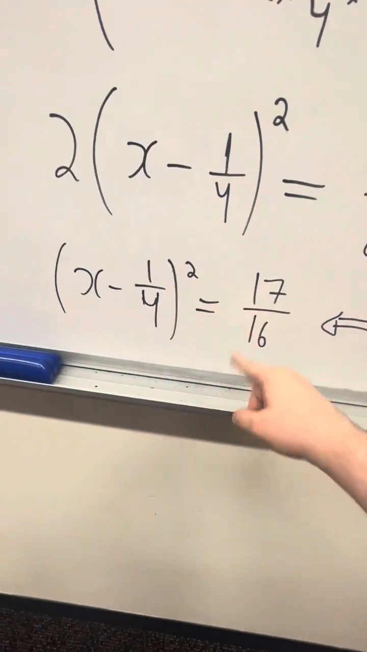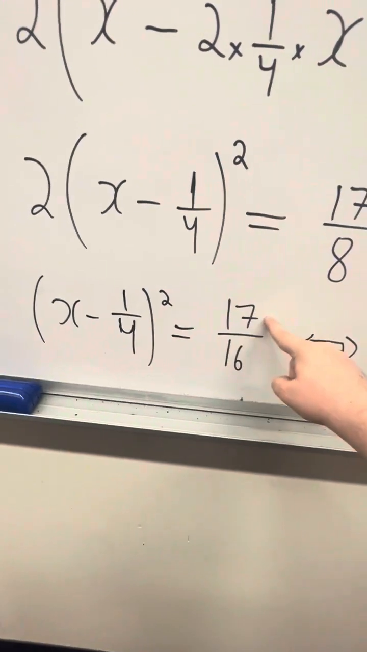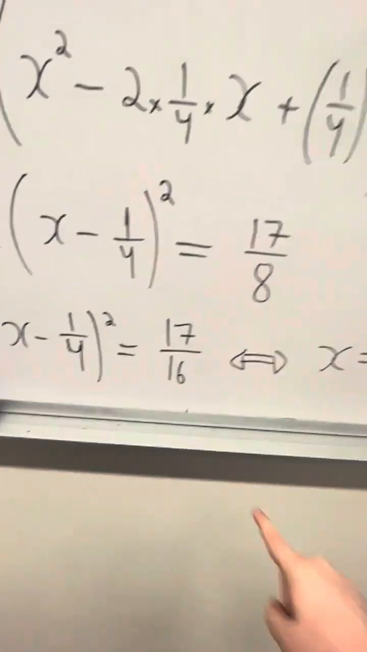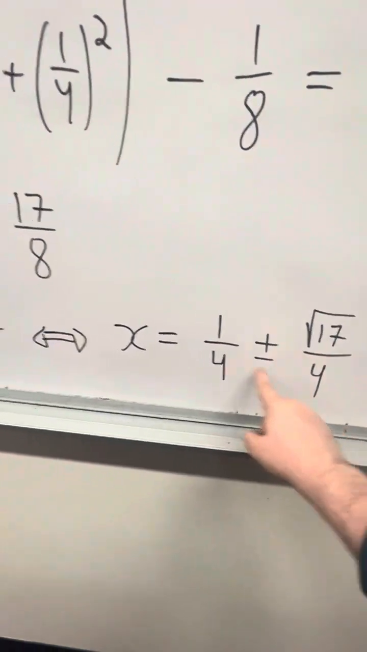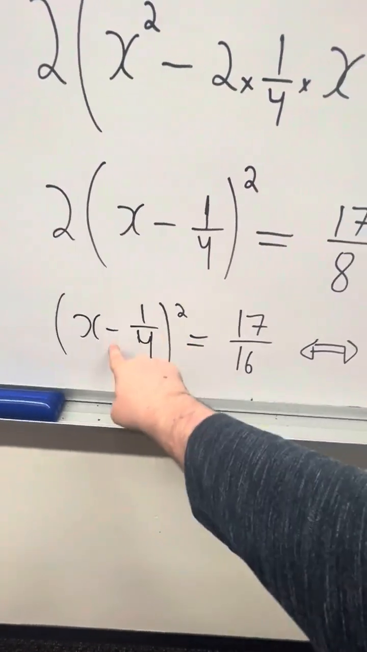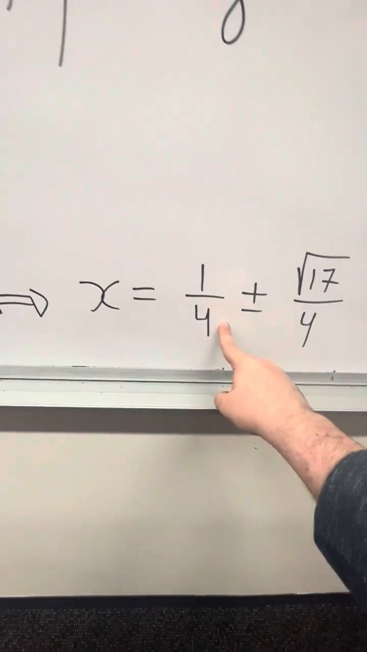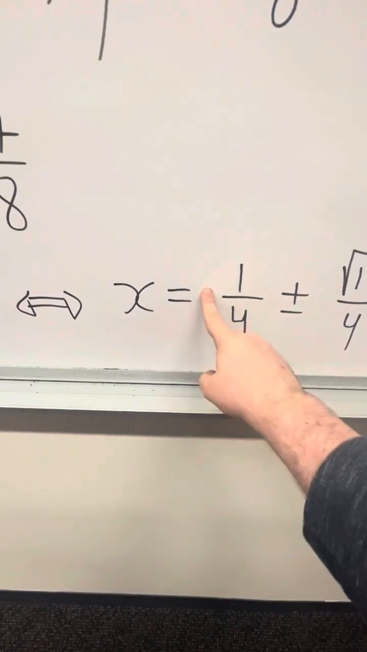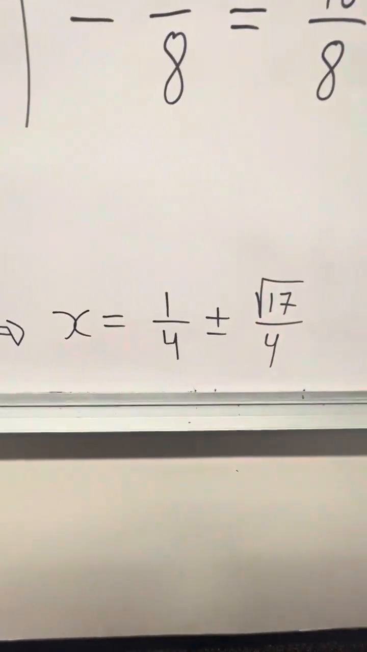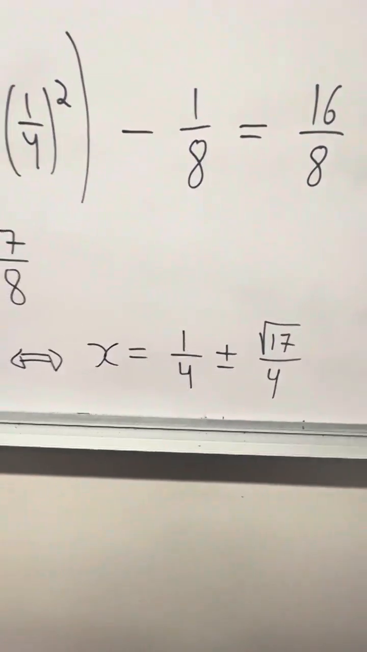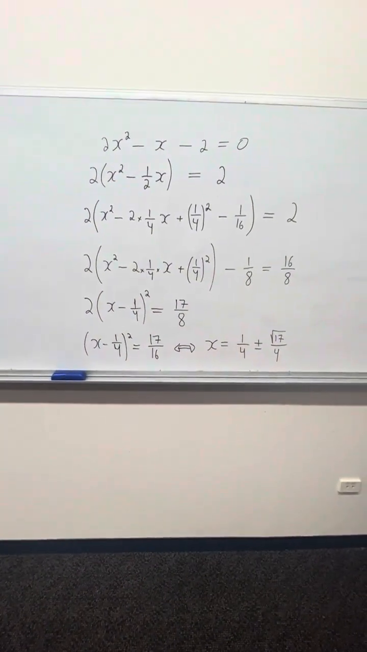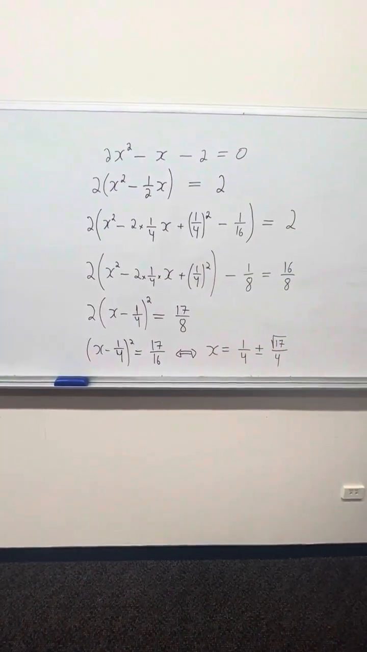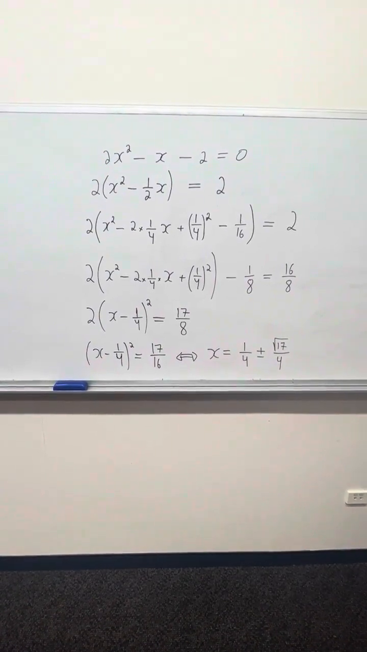And now I take the square root. I have the square root of 17 over square root of 16, which is square root of 17 over 4, plus or minus. And then I push this negative 1/4 to the right-hand side. It becomes a positive 1/4 plus or minus square root of 17 over 4. Here's the whole calculation. You can pause and follow the steps.